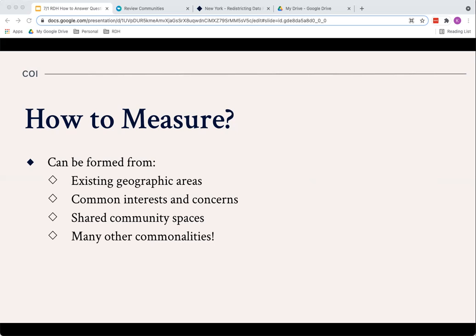Shared community spaces are important, thinking about where does the community get together? What are the places that they value and spend time together in? And lots of other things that I have not identified. Every community is unique, and that means that what defines them will also be unique.